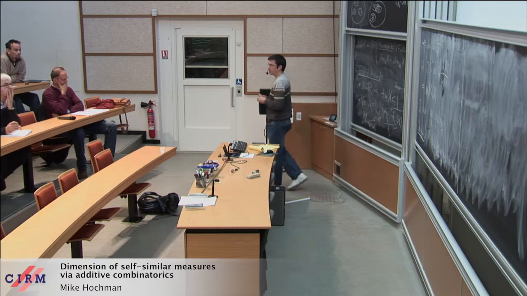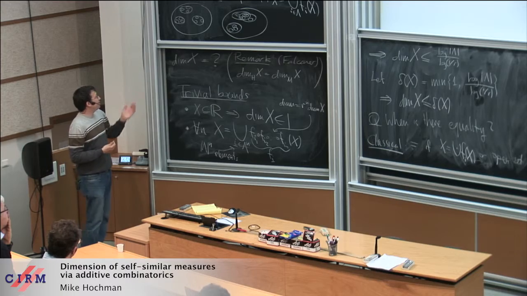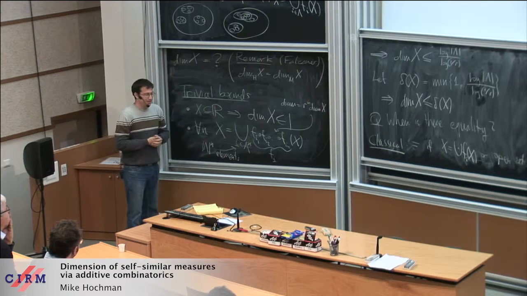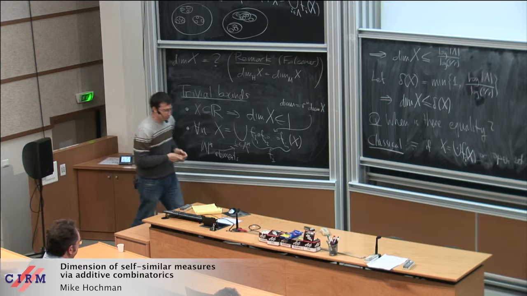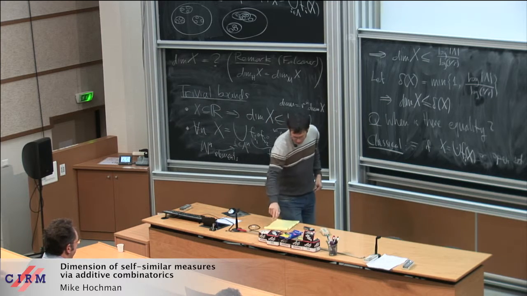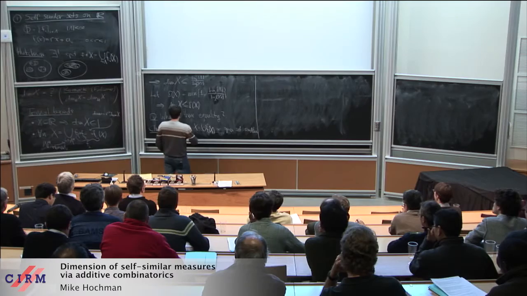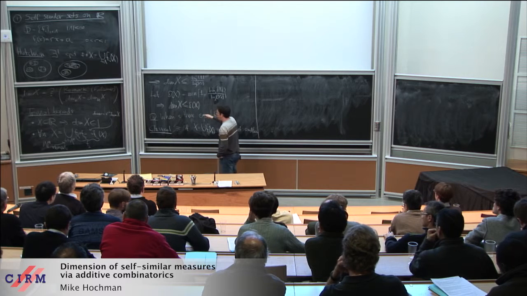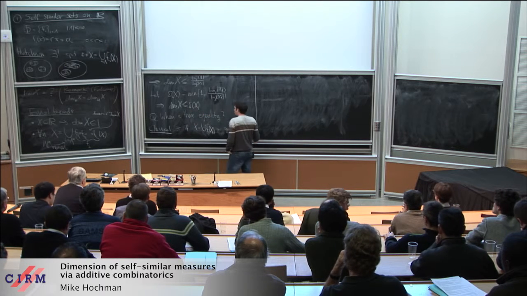So why is this question interesting? Well, it's a little bit humiliating that we can't compute the dimension of this thing. This is the simplest kind of fractal set that you have, so you really should be able to compute this. Okay, so that's a partial answer to when you have equality. When do you have an inequality?